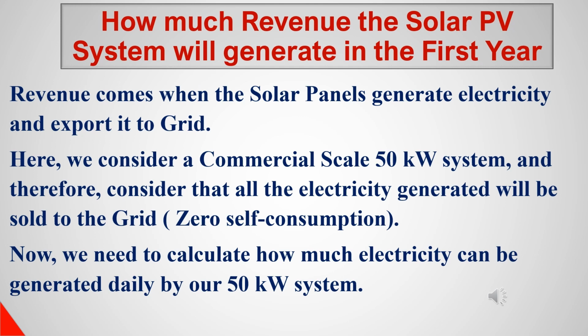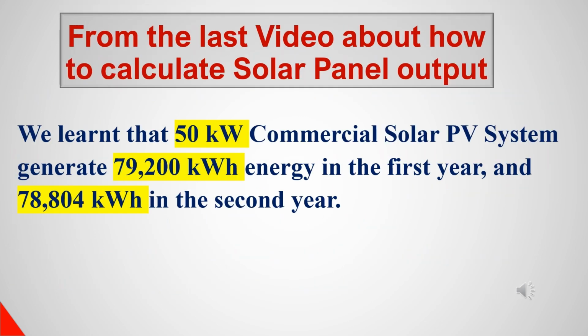Now, we need to calculate how much electricity can be generated daily by our 50 kilowatt system. From the last video about how to calculate solar panel output, we learned that a 50 kilowatt commercial solar PV system generates 79,200 kilowatt-hours of energy in the first year and 78,804 kilowatt-hours in the second year.